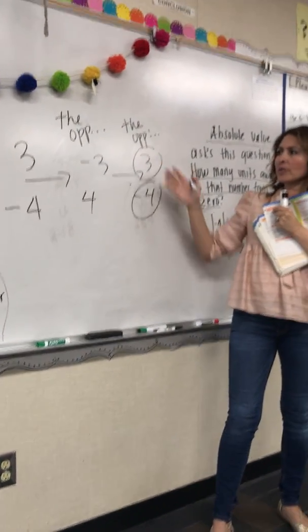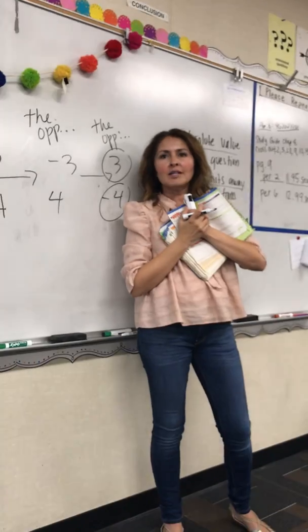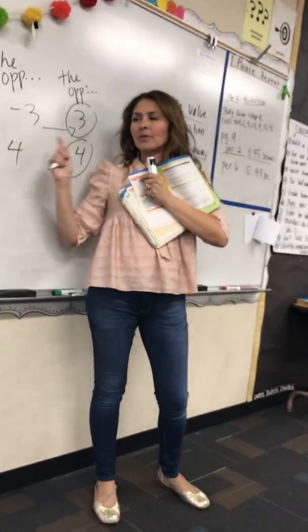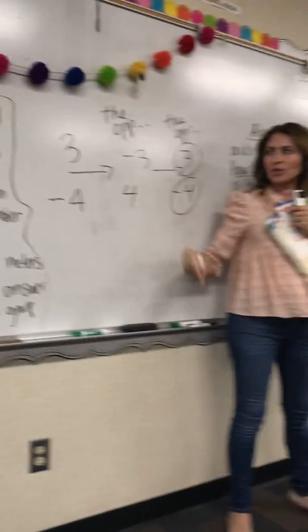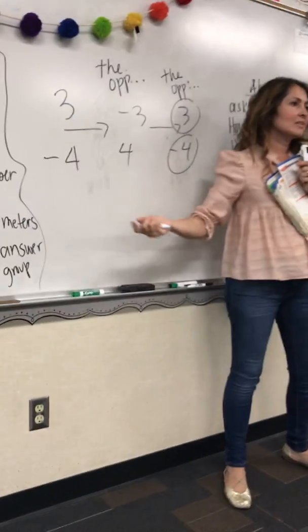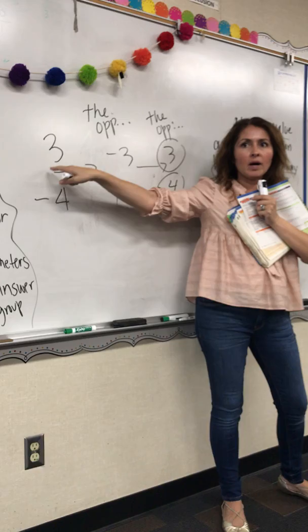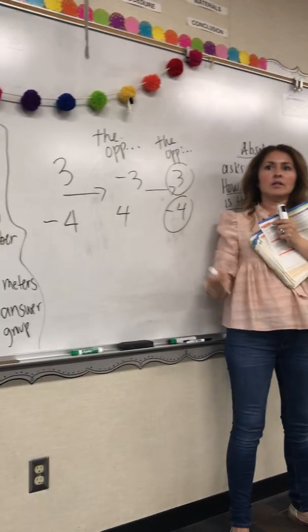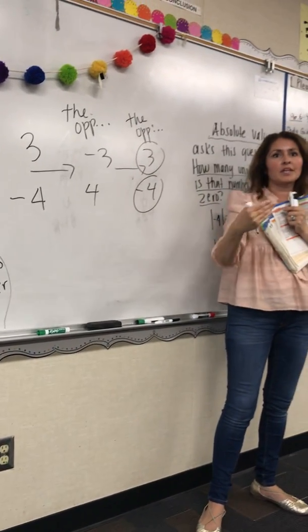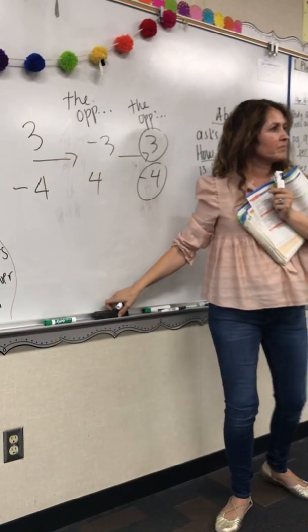Do you notice a pattern here happening? What do you think, Johan? Just the same number again. If you do the opposite of the opposite, you get the same thing back. If you start with negative 4, you get a negative 4. If you start with a positive 3, you get a positive 3. Two opposites gives you the same thing back. Do you understand that?